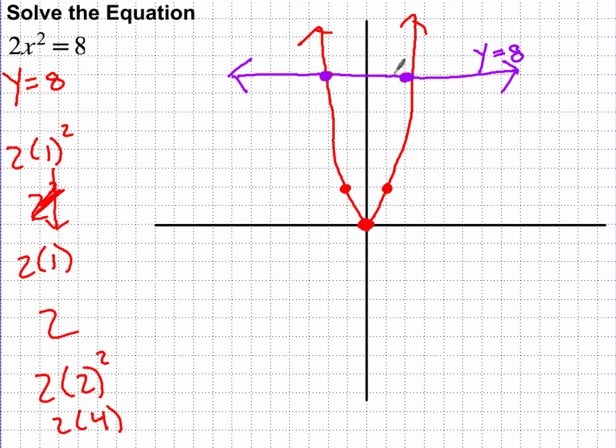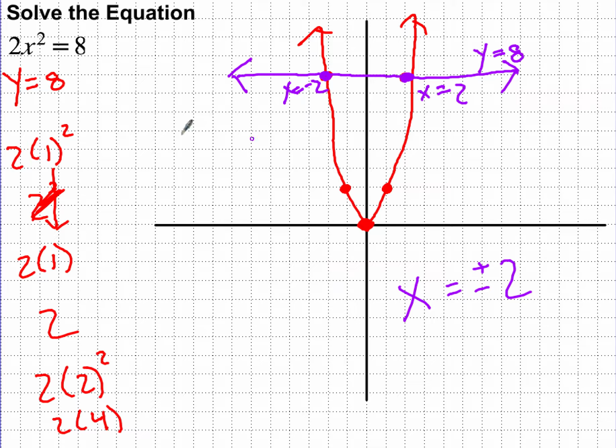And what are my values of x at those 2 points of intersection? Well, here, x equals -2. And here, x equals 2. So I have two solutions to this equation. x equals +2, and x equals -2. Okay, so x equals plus or minus 2.